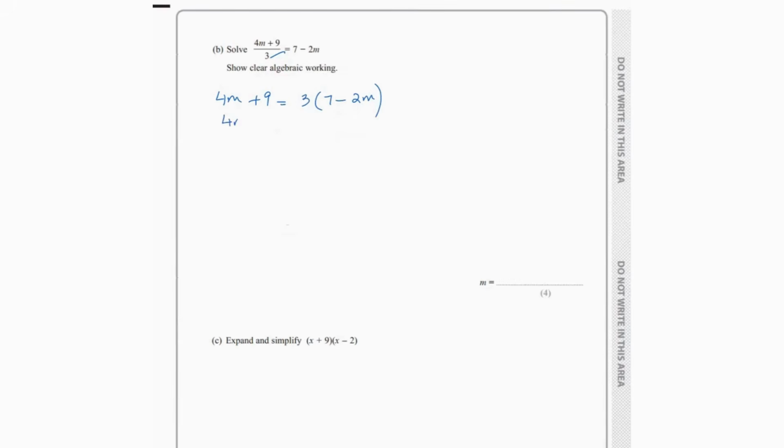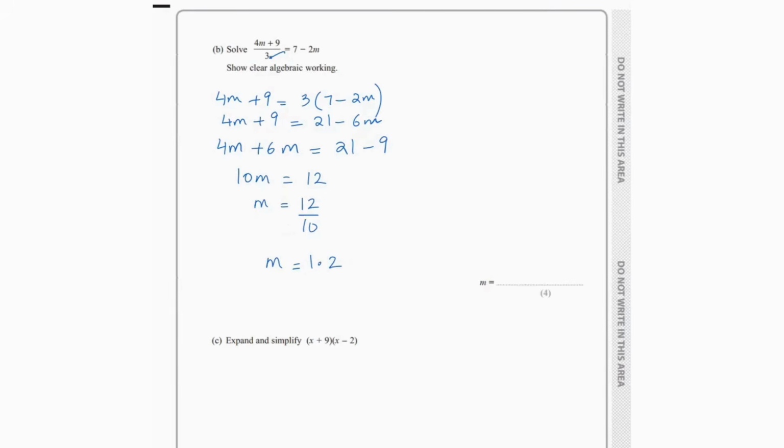Next, we expand the bracket. Then we collect the like terms on each side. Like I said before, when you're moving a term from one side to the other side, it does the opposite on the other side. So if it's -6m on the right-hand side, it's going to be +6m on the left-hand side. Similarly, if it's +9 on the left-hand side, on the right, it's going to be -9. So that's 10m equals to 21 minus 9, which is 12. M is going to be 12 divided by 10, which is 1.2. That is your value of M.